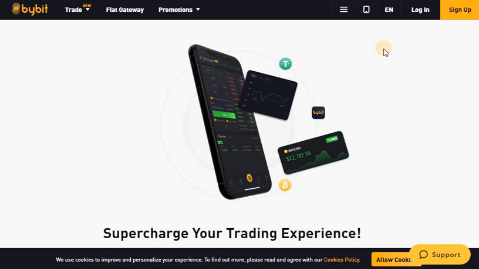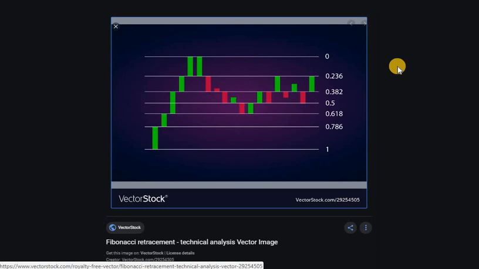Now let's jump right into the video. The way we are going to do this is by using an indicator. Now the indicator we are going to use is called the Fibonacci retracement. The Fibonacci retracement is an indicator that gives you different price levels between 2 points. These levels could either act as resistance or act as support.